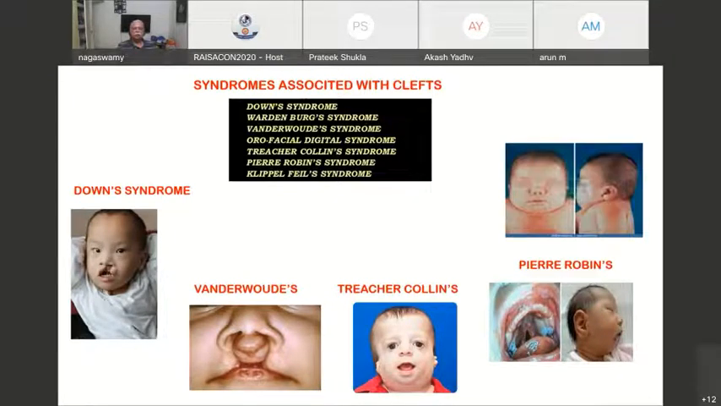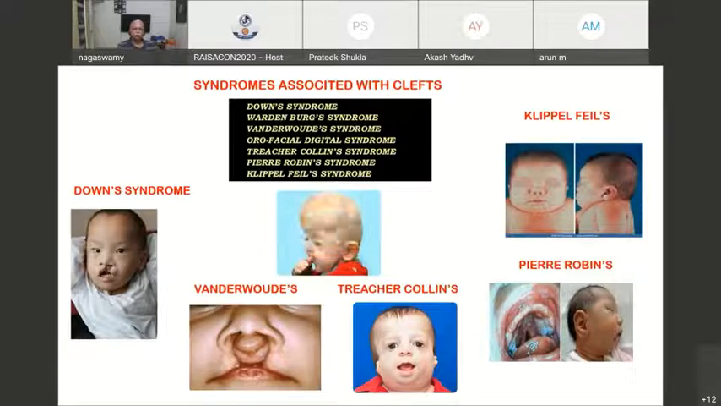And what is this? You find the baby's neck is almost stuck to the body. There is no neck at all. This is called Klippel-Feil syndrome. And this is another common child you would have come across. Can you see any defect in the fingers of this child? Can you identify what that condition is? Syndactyly. Very good, this is syndactyly.